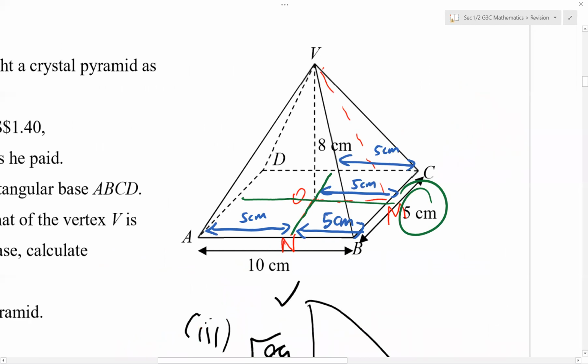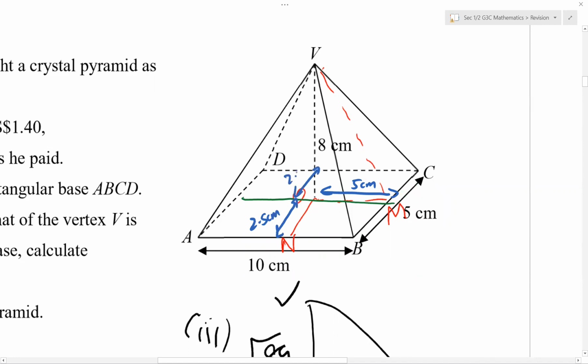Okay, but I don't want to clutter it too much. So I'm going to only keep what I feel is relevant, or rather, what is critical for this question. I'm going to keep that middle 5 cm. Likewise, we can also find out what the distances over here are. This will be 2.5 cm. And this will also be 2.5 cm.